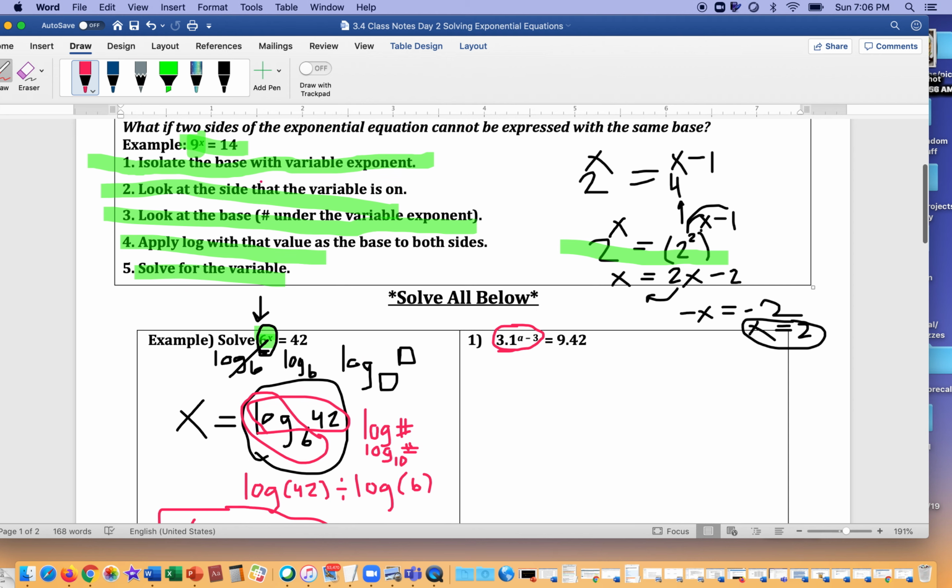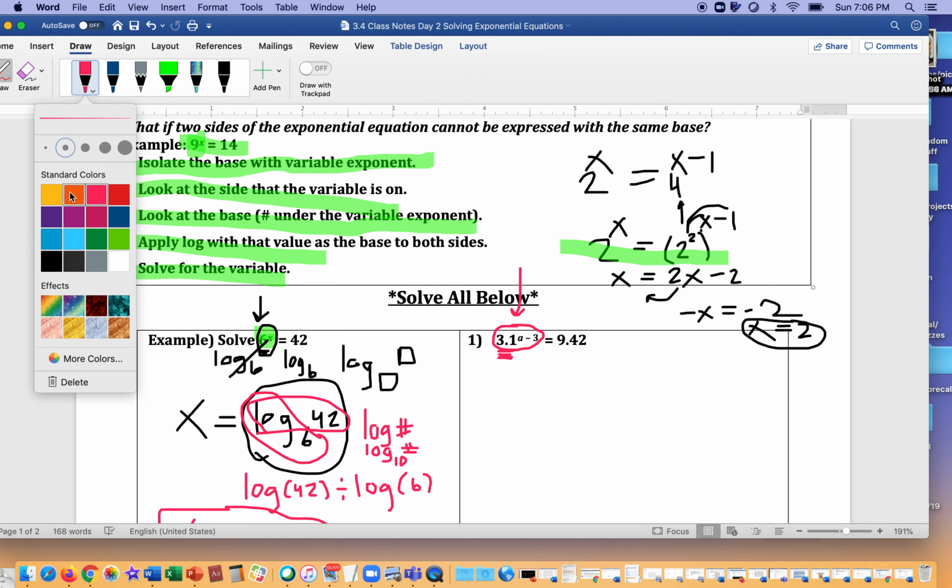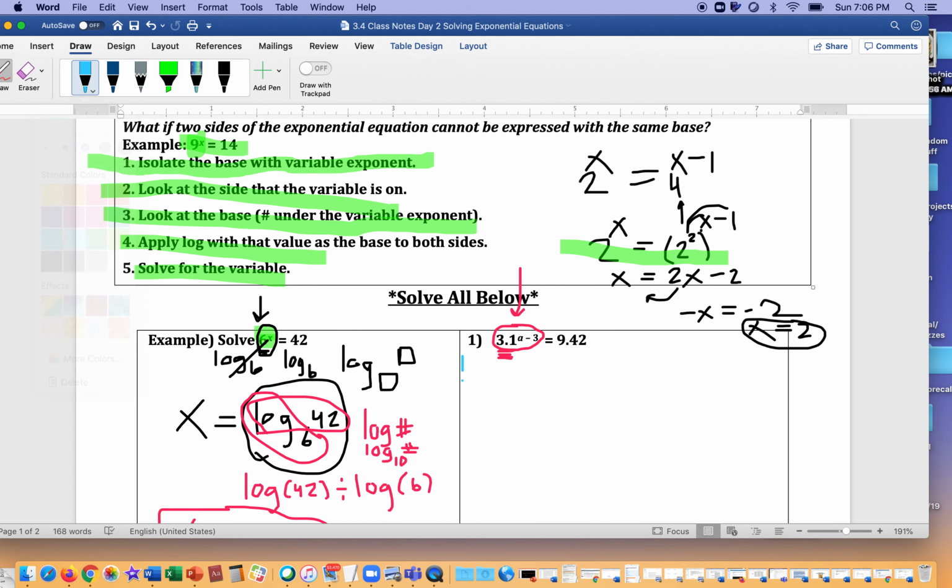Then step 2 says look at which side the variable is on. The variable's on the left-hand side, so we're going to pretend we don't see the right. Look at the base. Our base is 3.1. Apply log with that base to both sides. So we're going to apply log base 3.1 to both sides. What I do to the left, I have to do to the right.